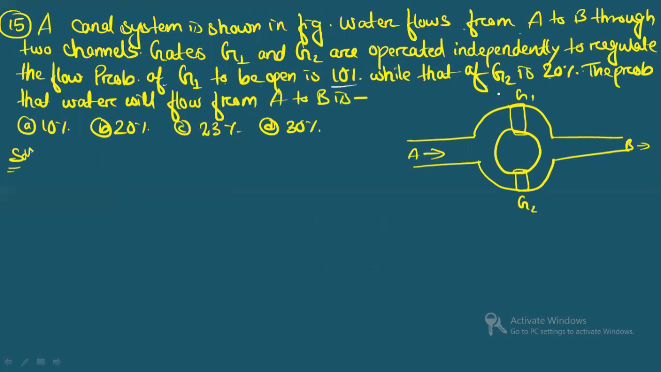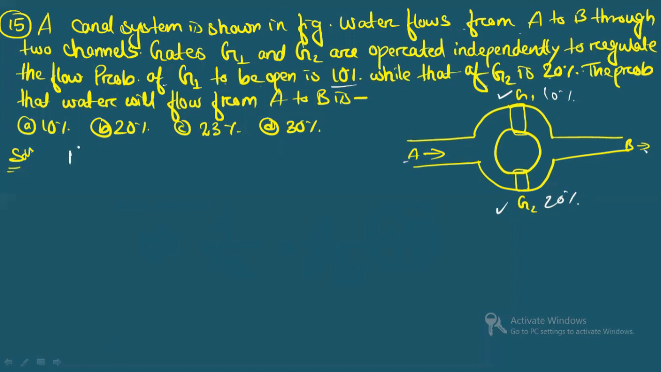So you are having a canal system shown. Water will flow from A to B, and it will flow through two channels. Now you see G1 and G2 are operated separately. The probability for the opening of G1 is 10% and for the opening of G2 is 20%. You need to calculate the probability that water will flow from A to B. Under what conditions will water flow from A to B? Either only G1 is open or G2 is open or both are open, right? In these three conditions, water will flow. Otherwise, the water will not flow.